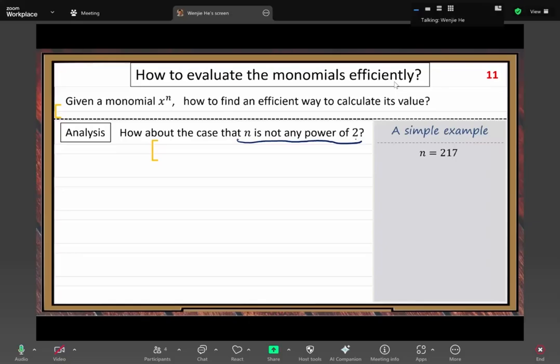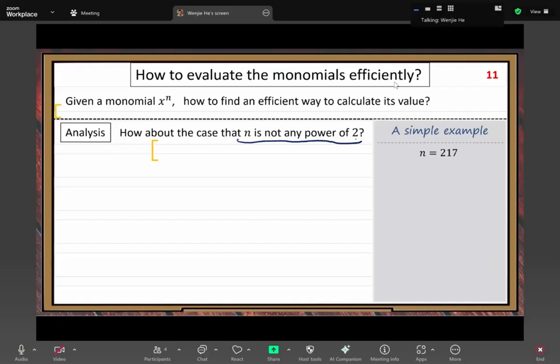But we can represent it using power of 2 numbers, a sum of power of 2 numbers. We can represent it as the sum of power of 2 numbers. If you can do that, then we can still apply the repeated squaring technique.